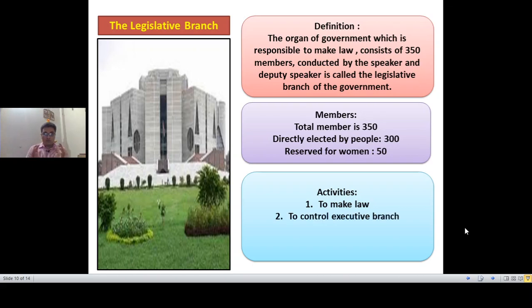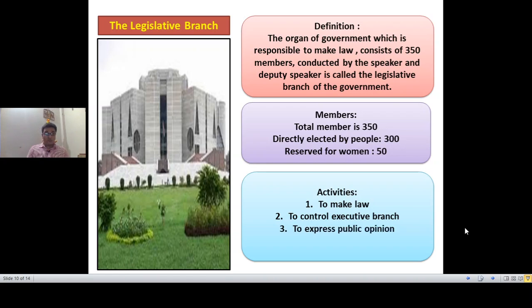Next one is to control executive branch. Okay, here you can ask, sir, how can the legislative branch control the executive branch? Yes, in parliamentary form of government, the prime minister and other ministers are responsible for their activities to the parliament members. So they have to show their activities in parliament. Thus the legislative branch controls the executive branch in parliamentary form of government system.